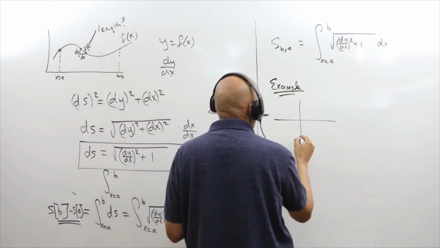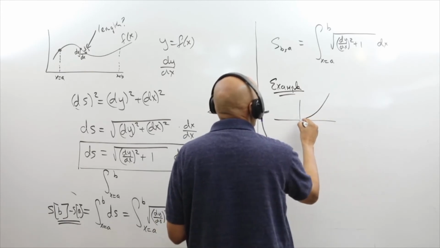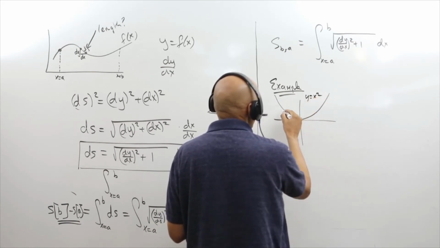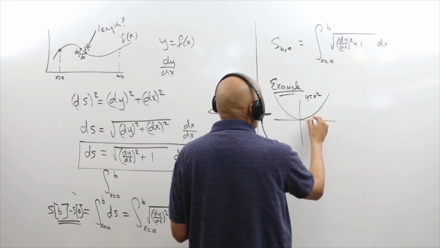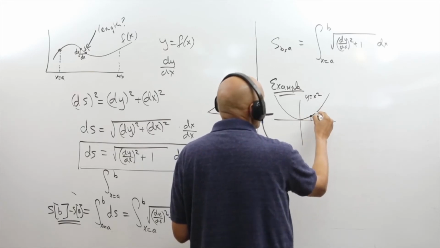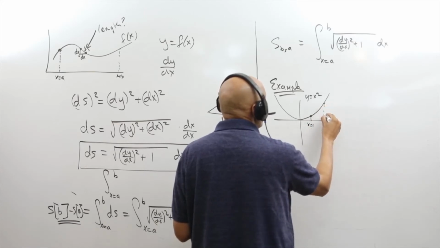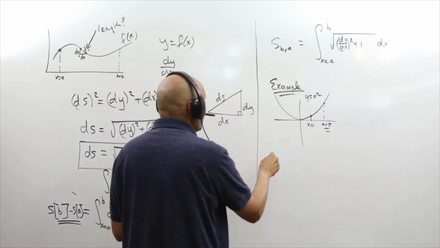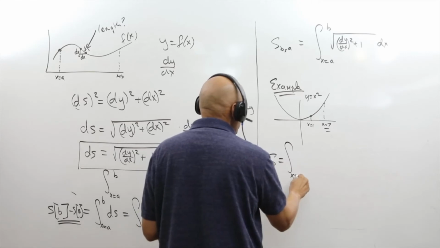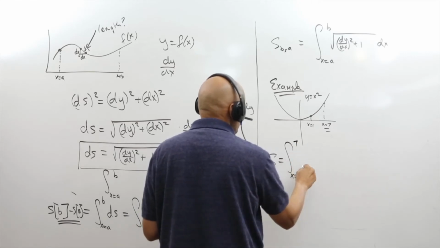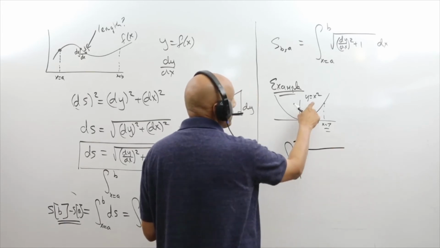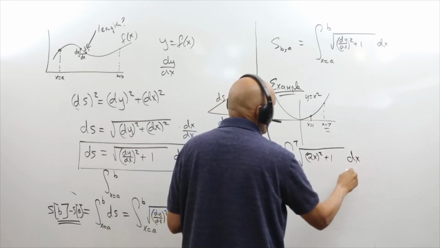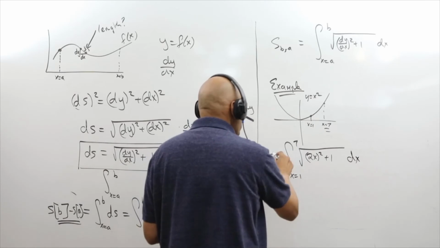Let's now try this as an example. We're given the curve y equals x squared, and I'd like to find the length of the curve between x equals 1 and x equals 7. So the length s is the integral from 1 to 7 of the square root of the derivative squared plus 1 dx. What's the derivative of x squared? 2x, right? So it's the square root of (2x) squared plus 1 dx. And so we'll actually solve this integral.